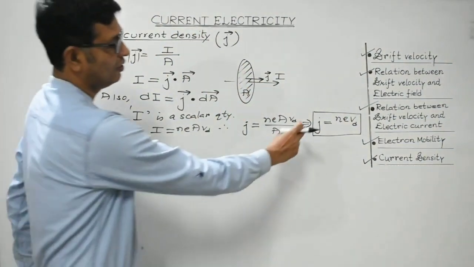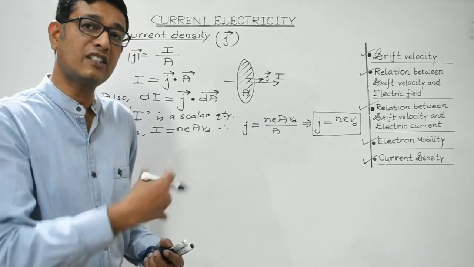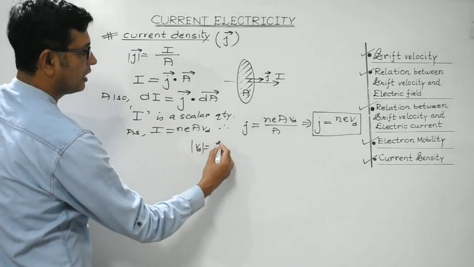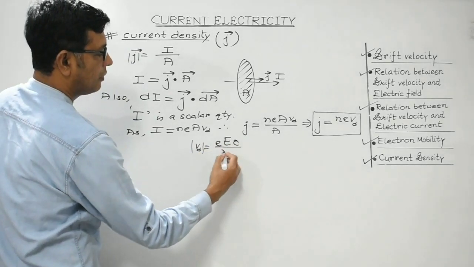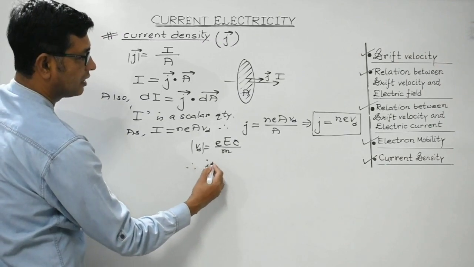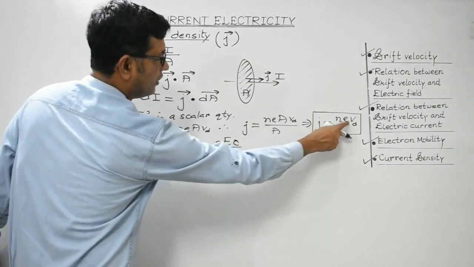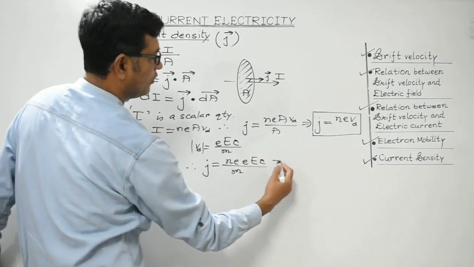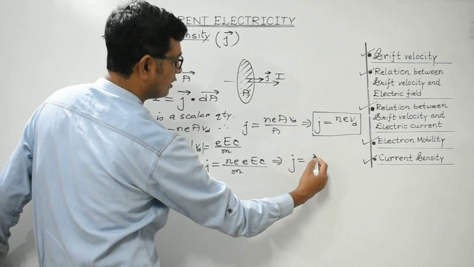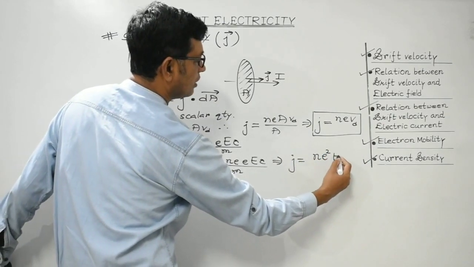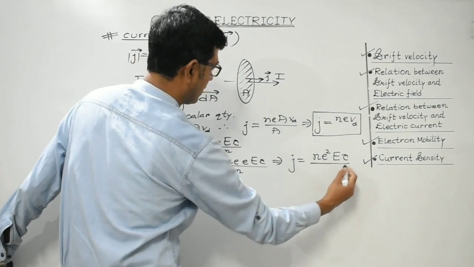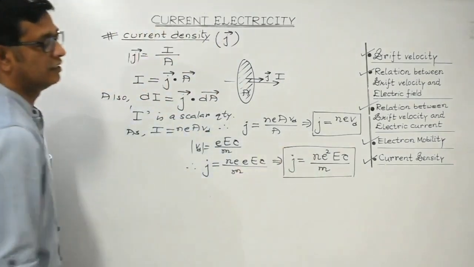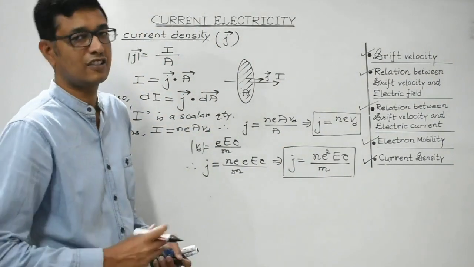Right? Also, this current density can be expressed in terms of electric field. How? I will explain. Vd, we are aware in magnitude, is given by E tau divided by m. Therefore, current density may also be written as n e vd. Vd is E tau divided by m, which implies that current density may also be written as n e square E tau divided by m, where tau is the average relaxation time. This is the current density in terms of electric field.